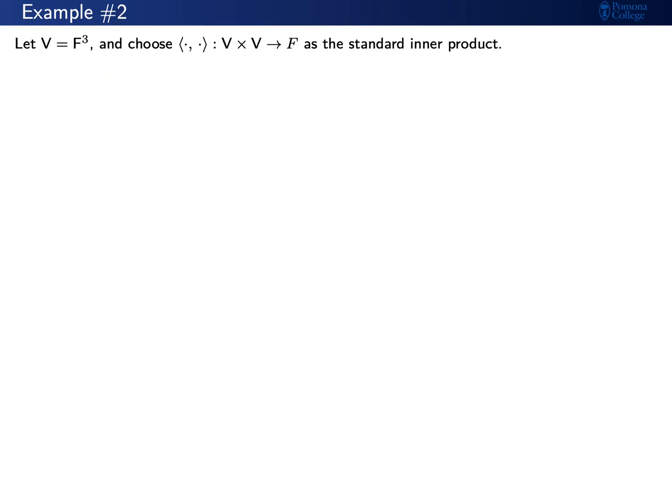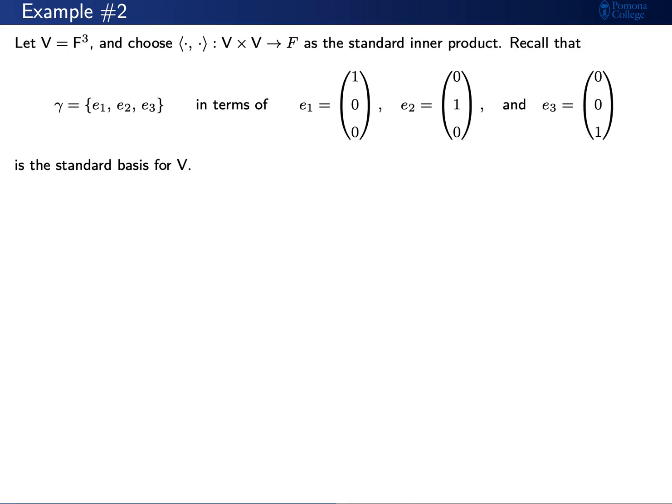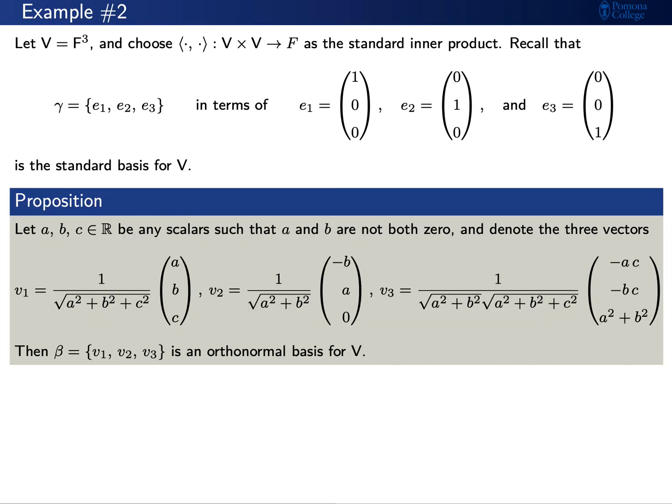We can write down a similar statement for F3. This is three-dimensional space. Again, let's choose the angle bracket to be the standard inner product on our space. We have here the standard basis gamma in terms of the vectors e1, e2, and e3. Now, for any real numbers a, b, and c such that a and b are not both 0, we can write down three new vectors v1, v2, and v3 as you see here on your screen. We claim that this set, beta, formed by these three vectors, is an orthonormal basis for our three-dimensional space F3.